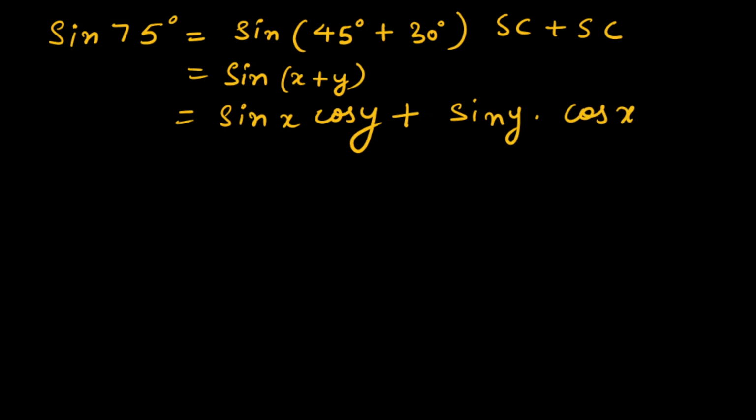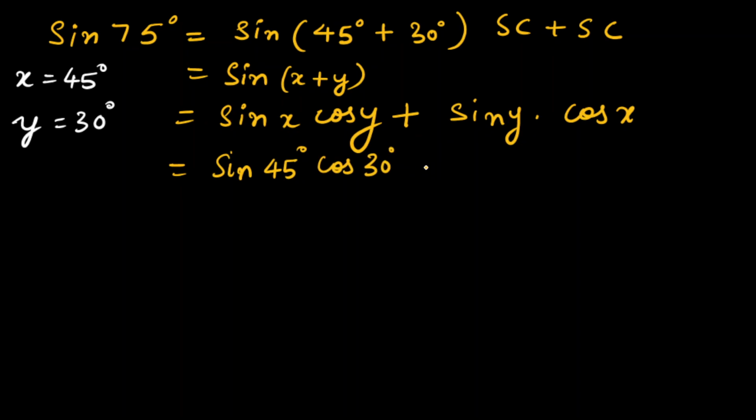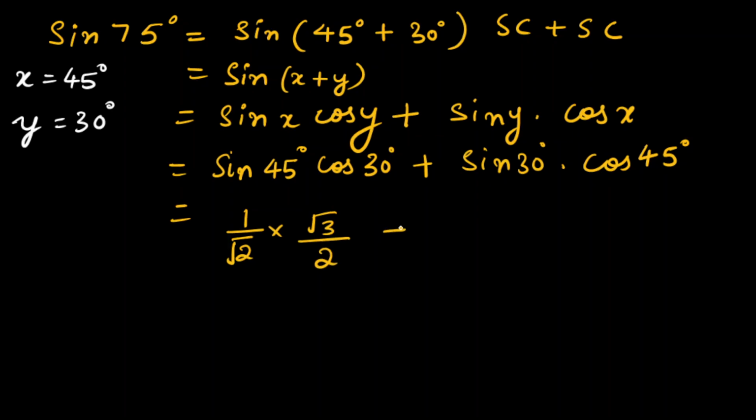So here what is x and what is y? X is 45 degrees and y is 30 degrees. Accordingly we'll substitute now. Sine 45 degrees into cos 30 degrees, plus sine 30 degrees into cos 45 degrees. Now we know their values. Sine 45 is 1 by root 2 into cos 30, which is root 3 by 2, plus sine 30 is 1 by 2 and cos 45 is 1 by root 2.